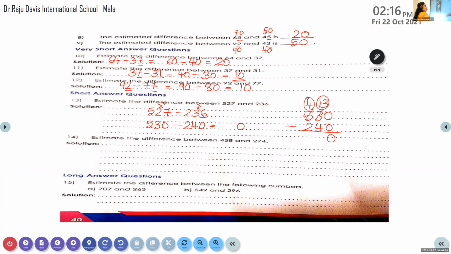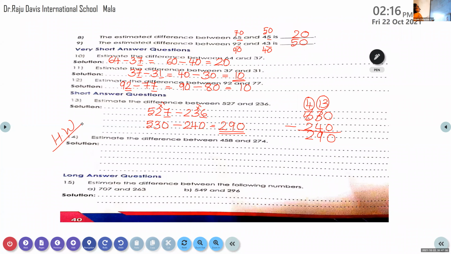Now here, 13 minus 4 is 9. Good. 4 minus 2 is 2. 290 is the final answer. Good, Ujjwal. So the next one I am giving as homework.